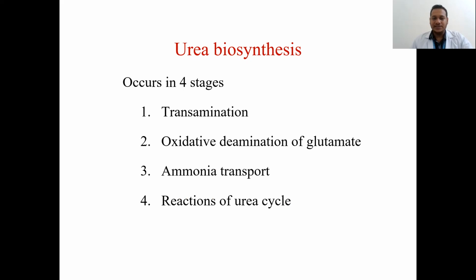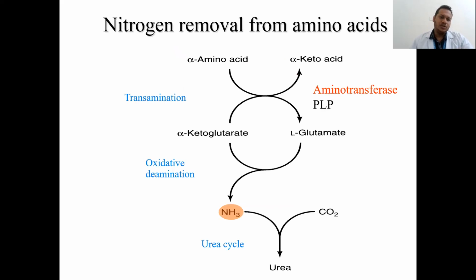First stage is transamination, second is oxidative deamination of glutamate, third is ammonia transport, and fourth is the reactions of the urea cycle. Nitrogen removal from amino acids: the alpha amino acid gets converted into keto acid in the transamination reaction, where alpha ketoglutarate is converted into glutamate with the help of PLP, by aminotransferase. Then this glutamate undergoes oxidative deamination to form ammonia. This ammonia combines with carbon dioxide to form urea, which is non-toxic, in the urea cycle.